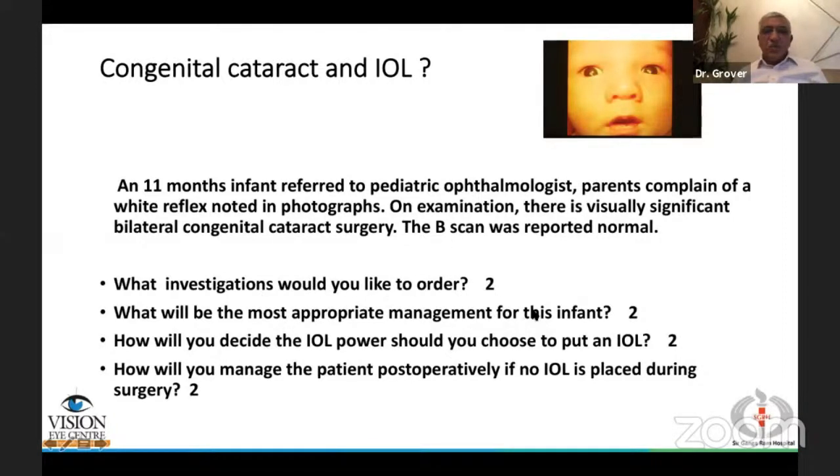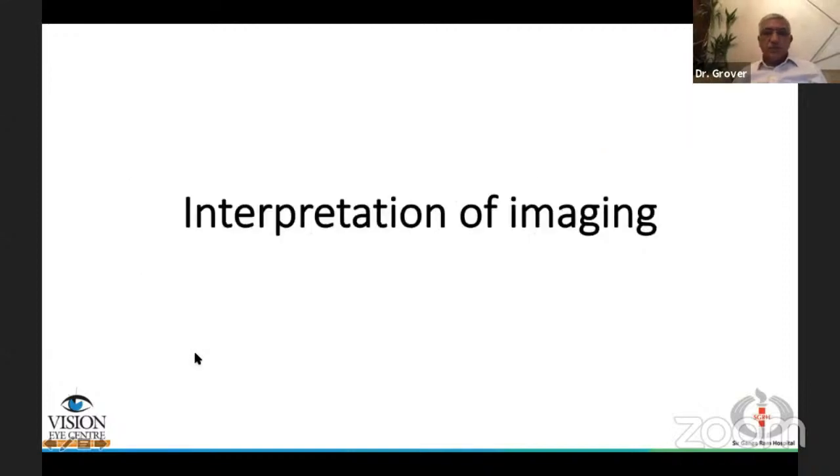And then the question is, what is the most appropriate management in your view? How will you decide the IOL power? Should you choose to put an IOL? How will you manage if no IOL is placed? So you will have to talk about the aphakic scenario, bilateral aphakic scenario. You'll have to talk about the IOL power calculation as well if you were to choose. So that's why a borderline age of 11 months, possibly. Beyond 2 years, you would certainly do it. Beyond 1 year also, most people would do an IOL. So that's why a borderline age where questions can be asked for both.